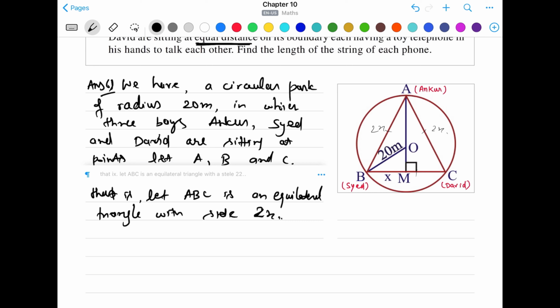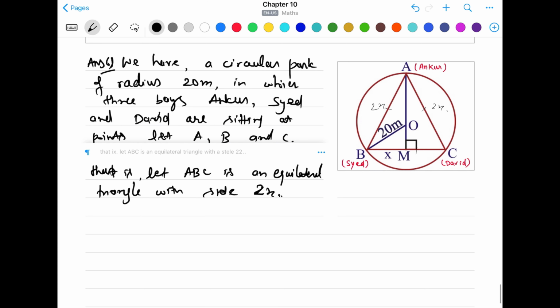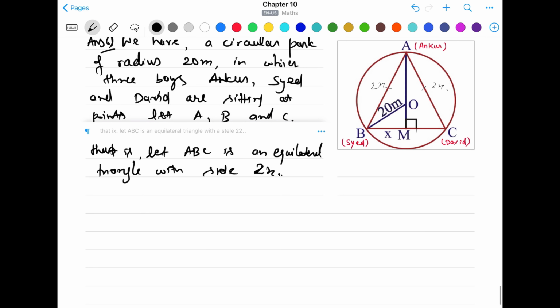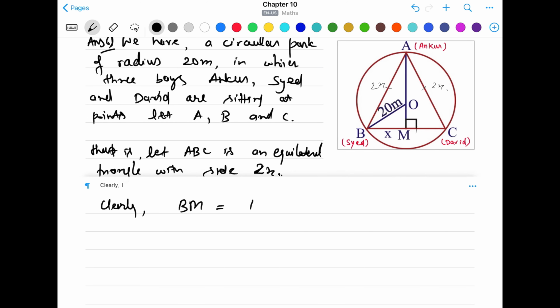So now what we are going to do is we have joined this O to a point M. That means this OM is perpendicular on BC, and we know that a perpendicular from the center will bisect the chord. So we will have clearly BM equal to half of BC, because we have joined this OM, and therefore M will be the foot of the perpendicular from the center to the chord BC, and it will bisect the chord. That is BM will be half of BC. BC we have taken as 2x, that is each side of the triangle we have taken as 2x. So BM will be x. That's what I have written here.